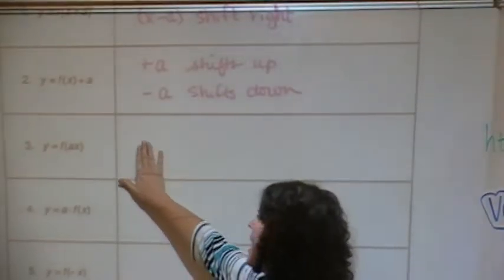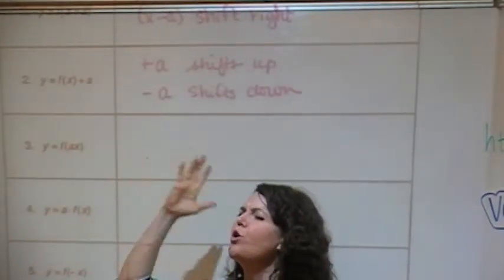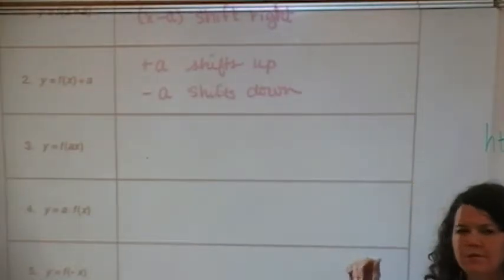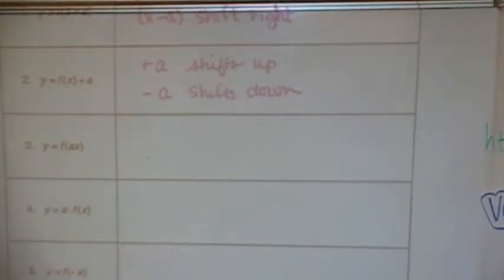Okay, so on number 3, before I write down what exactly is happening, you just tell me, is this a horizontal issue or a vertical issue? Horizontal, because the a is in the house with x, and if it's in the house, it's a horizontal issue. So, if a is greater than 1, it's a horizontal compression.